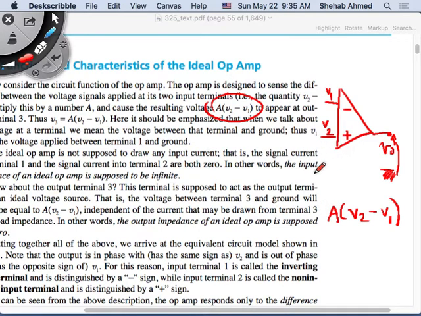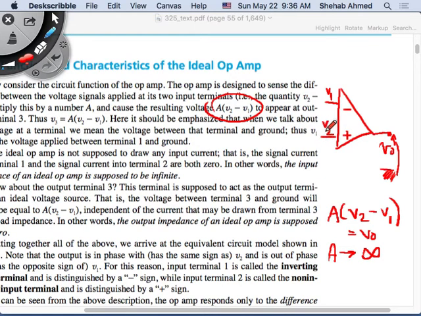And this A is ideally infinite. If A is infinite, right, is the output a defined quantity? So A(V2 minus V1) is equal to V output. If A is infinite, is the output a defined quantity? It's not a defined quantity. You don't know what it is, right? You do not know what the output is, which is why we add circuits around the op amp before using it. So the op amp as it is is not very useful unless you're building a comparator.